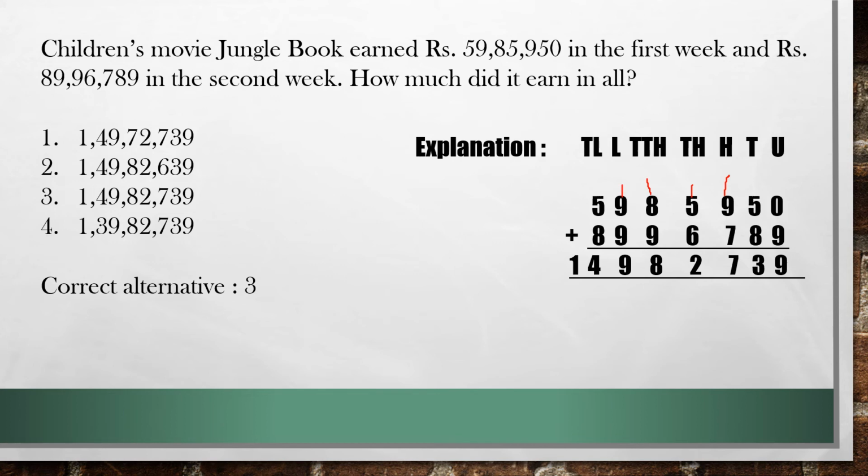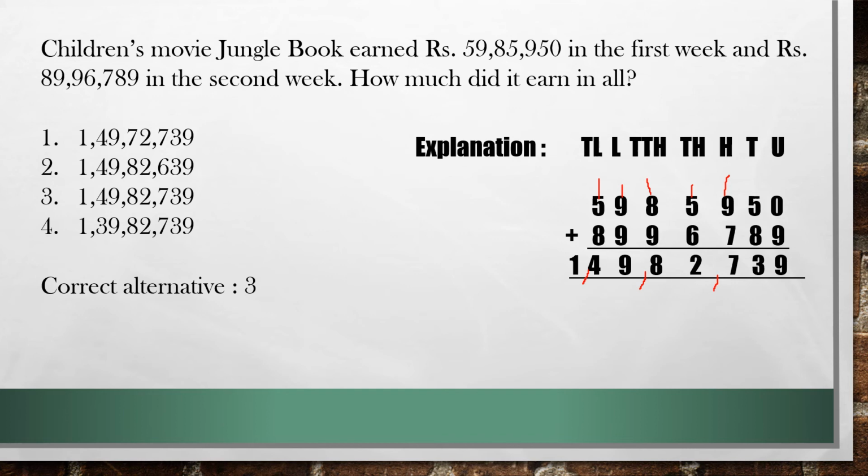9 plus 1 is 10, 10 plus 9 is 19. 1 carried. 5 plus 1 is 6, 6 plus 8 is 14. Alright, so I'll just put commas for you all so that it becomes easier for you to see the correct option. So 1,49,000. Options number 1, 2, 3 have the same starting.